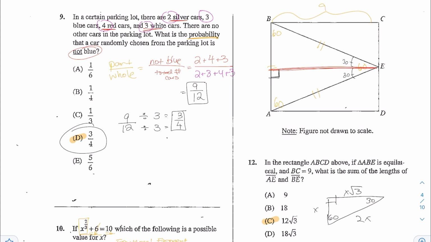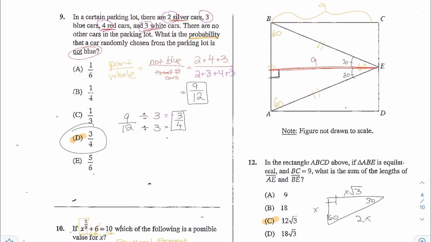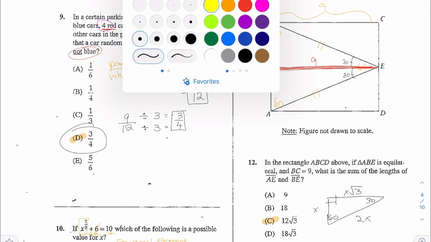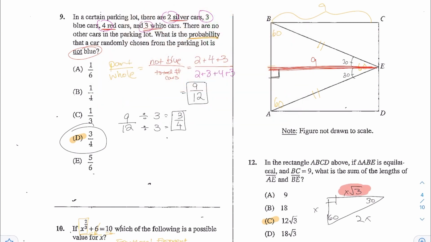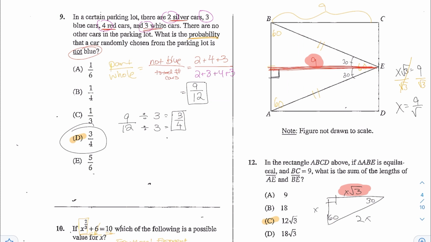And here, this x root 3 side is actually equal to 9, because that's the same as the side of the rectangle. So this height, or this part of the 30, 60, 90, is 9, so that corresponds with that piece. So from here, you can set an equation. x root 3 is equal to 9. To solve for x, you want to divide by root 3. That will cancel out the root 3, so that will give you x is equal to 9 over root 3.